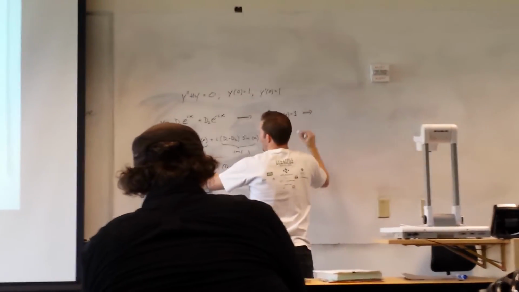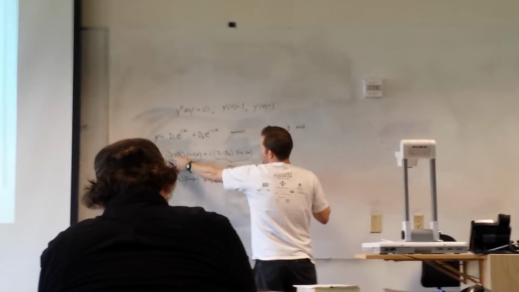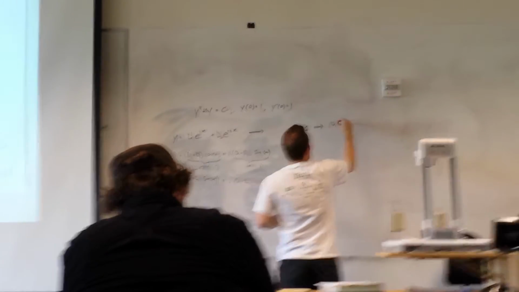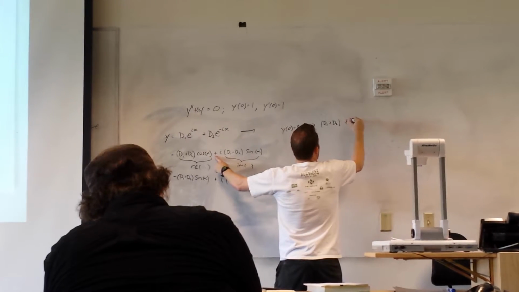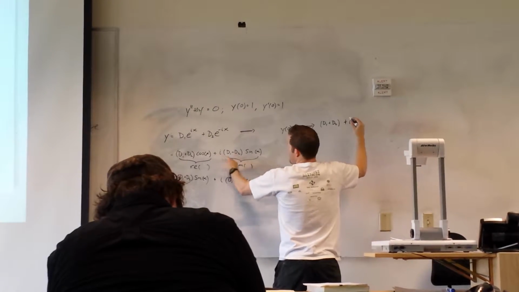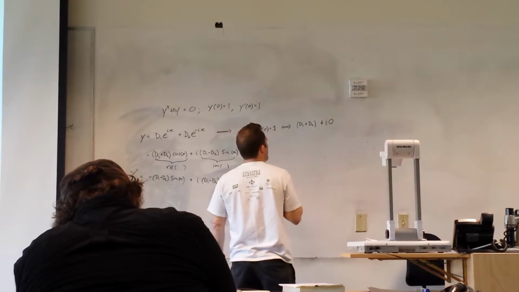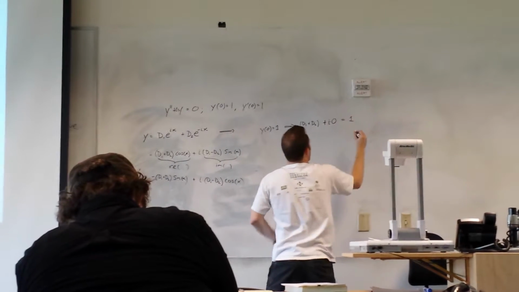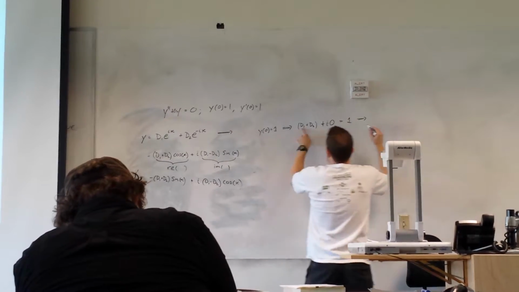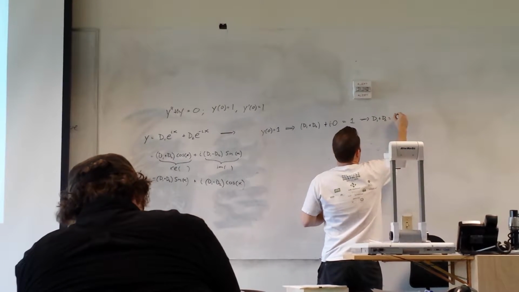y of 0 equals 1. If I put y of 0, what's cosine of 0? 1. So I just get d1 plus d2 plus i times, what's sine of 0? 0. Oh, awesome. So that imaginary part knocks off, and I know that y of 0 equals 1. Okay, so this gives us an equation involving these coefficients. d1 plus d2 equals 1.